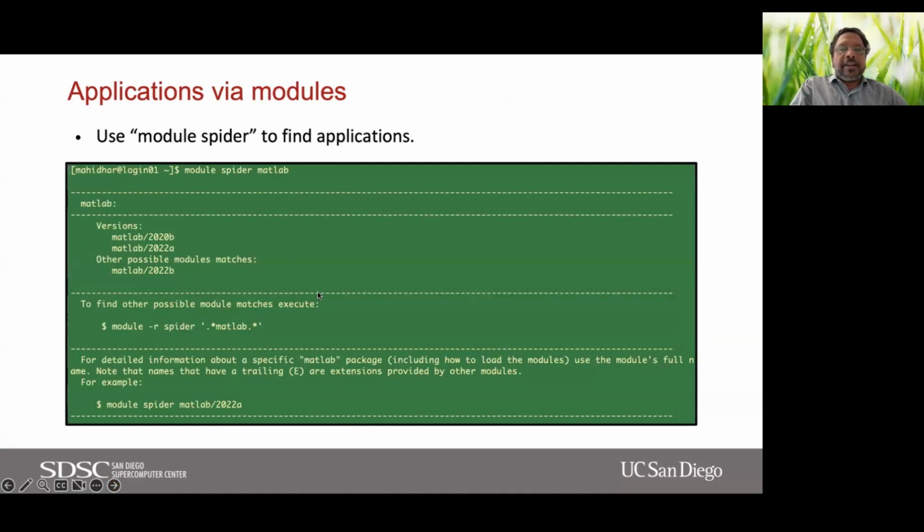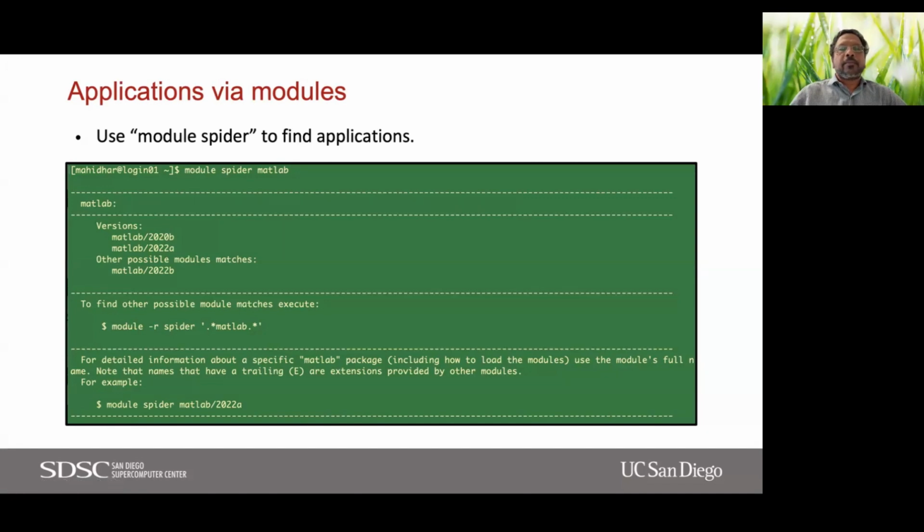So how do you find applications? Let's start off with an example of MATLAB. If you're trying to look for all the MATLAB installs on Expanse, you can do module spider MATLAB. And you can see it shows up various versions, 2020B, 22A, 22B, and so on. And if you want, you can actually do a spider on the specific version to get more details.